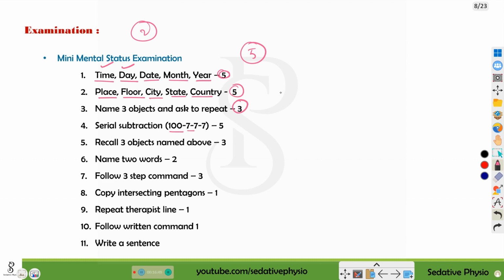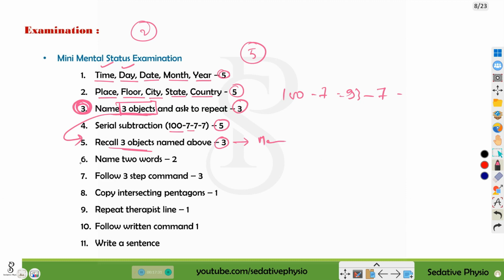Now we have to go for the serial subtraction, like 100 minus 7. We ask the patient to do the subtraction: 100 minus 7 is 93, minus 7 again. We do this up to 5 steps, and again it carries 5 marks, 1 for each. Then recall the 3 objects named above. See here, in the third section you named three objects and asked the patient to repeat them. Now you have to ask the patient to recall these three objects again in the fifth section. If the patient is able to recall these three objects, the marks will be 3, it is normal. This assessment is for the short-term memory of the patient.